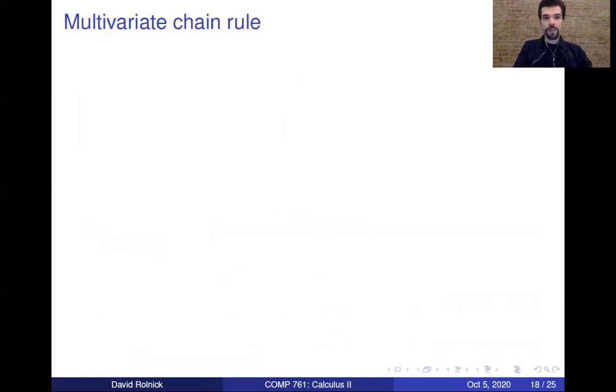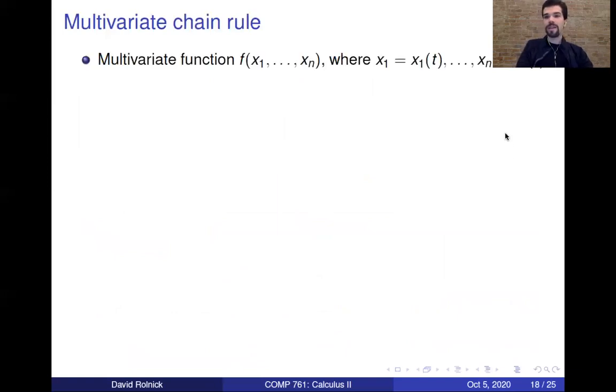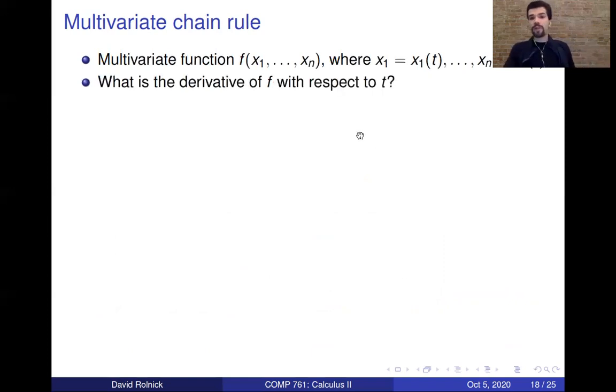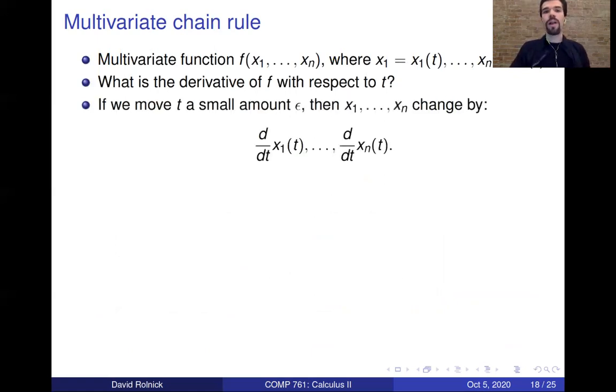Okay. Multivariate chain rule. We've seen a chain rule. Now let's see the generalization of the chain rule to multiple variables. Multivariate function where each of the variables is itself a function of another variable. Let's call it t. What's the derivative of f with respect to t? Well, let's imagine we move t some small amount epsilon. Then x1 through xn are going to change by the derivative of x1 with respect to t and the derivative of all the other variables with respect to t.